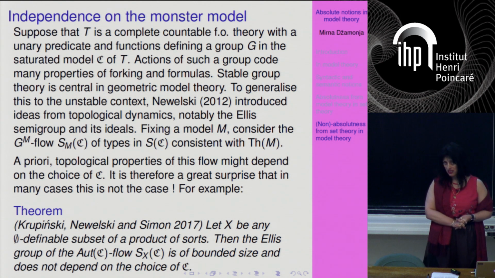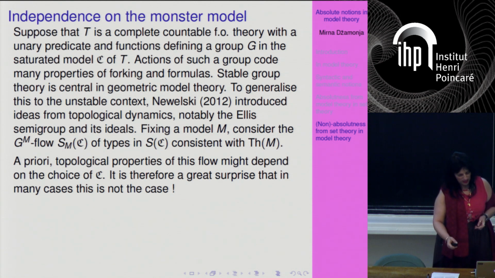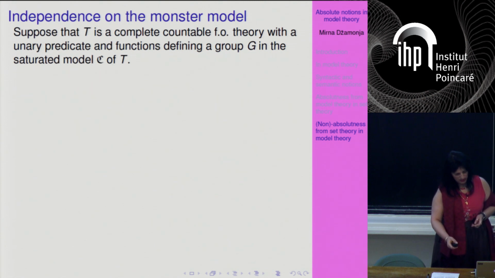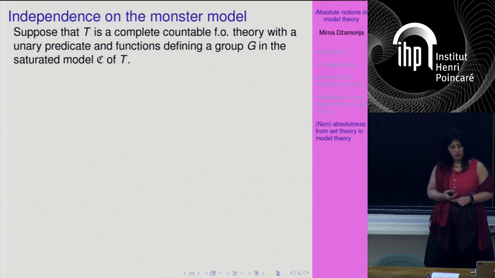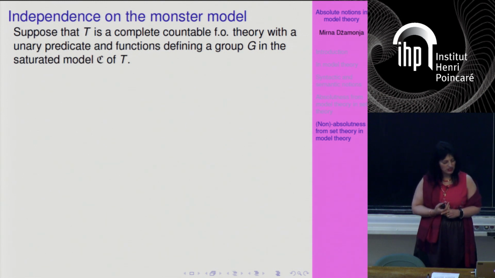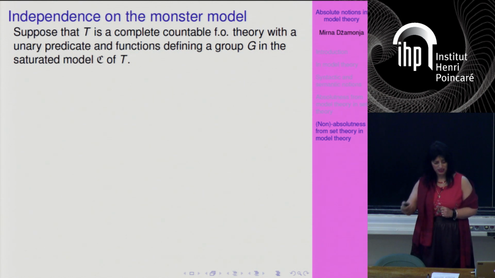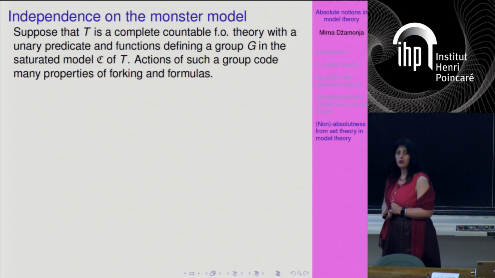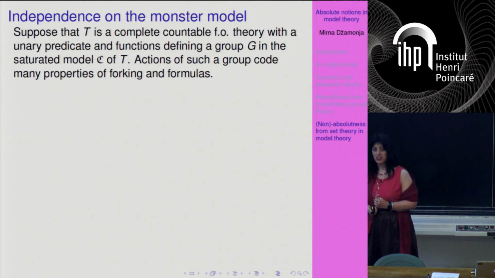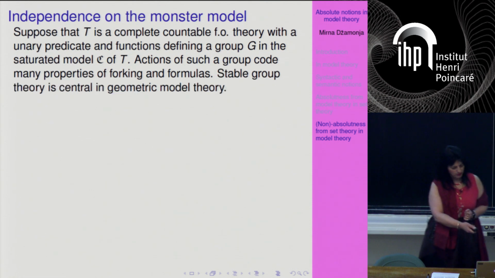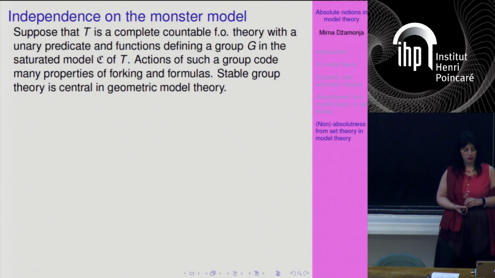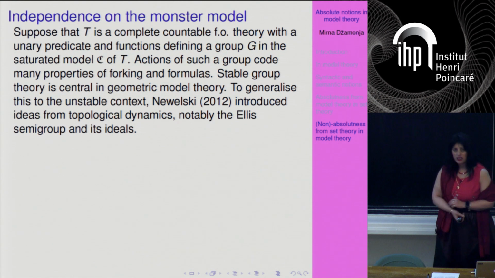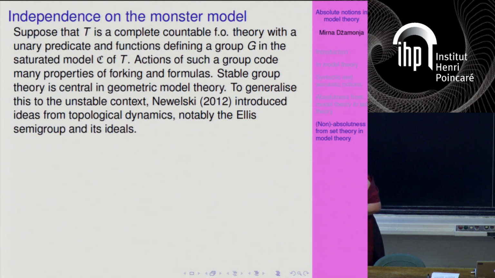especially in the stable context. So what is interesting about this, maybe I should still go here to make it a bit easier to read. Suppose that you have some countable, complete first-order theory, and you have some unary predicate that defines a group in the saturated model. The point is that actions of such a group may code many properties of forking and formulas. And it works really well, especially in those contexts where forking works well. So stable context, for example. Stable group theory is a central notion in geometric model theory. Now, you might like to generalize this to unstable contexts, and it has been done.